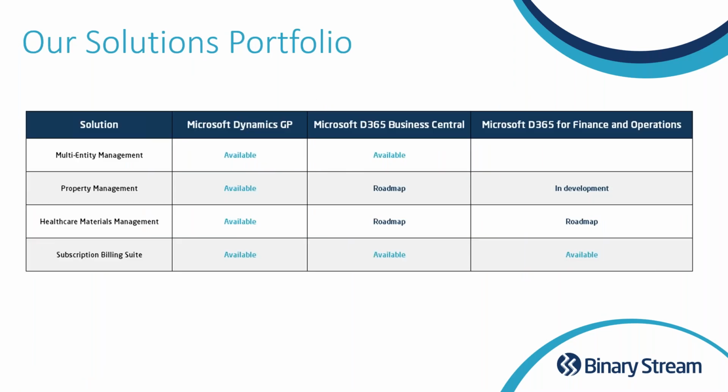Here's a quick overview of our solutions portfolio. As you can see on the second to left column with Dynamics GP, all of our products, multi-entity management, property management, healthcare materials management, and the subscription billing suite, they're all available for GP. They're all going to be available very shortly for Business Central. And for the finance and operations product, we have subscription billing available now.